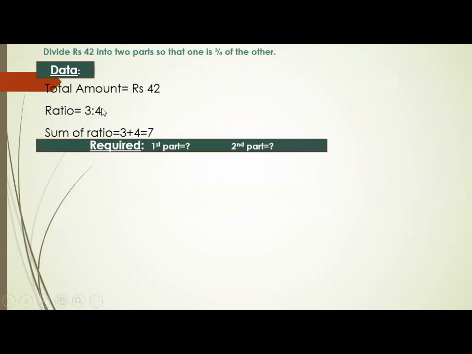The ratios are 3/4, and the sum of ratio will be 3 plus 4, that is equal to 7. What is required in this question? First part and second part. Here rupees 42 is going to be divided into two parts, that is first part and second part.